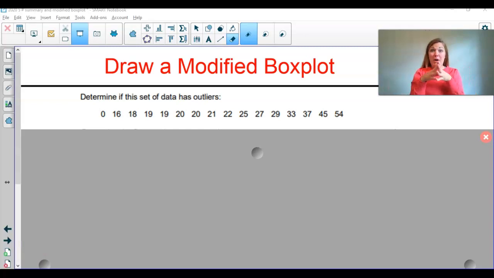Okay, we're back with part 2. We're going to draw a modified box plot now because we're going to have outliers. So I want to show you how to find the outliers and how we draw that modified box plot. First thing we need to do in order to find outliers is we need the 5-number summary. Okay, the minimum, quartile 1, median, quartile 3, and the maximum.